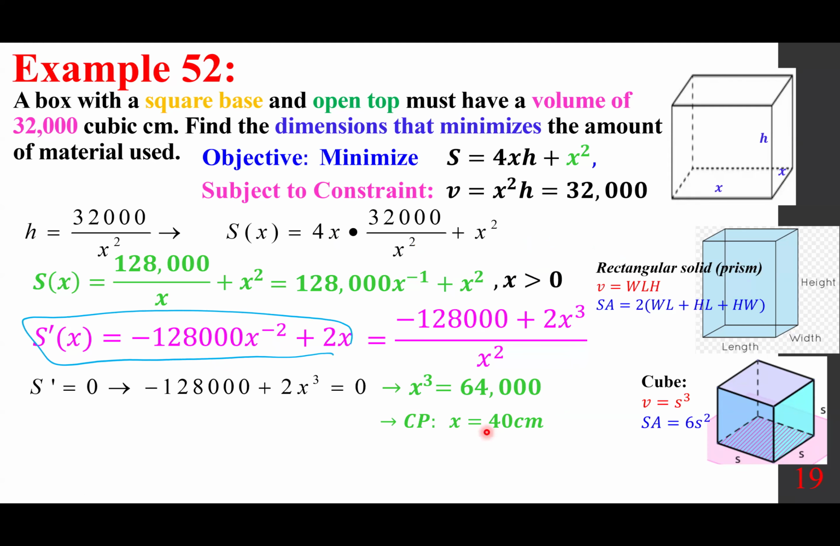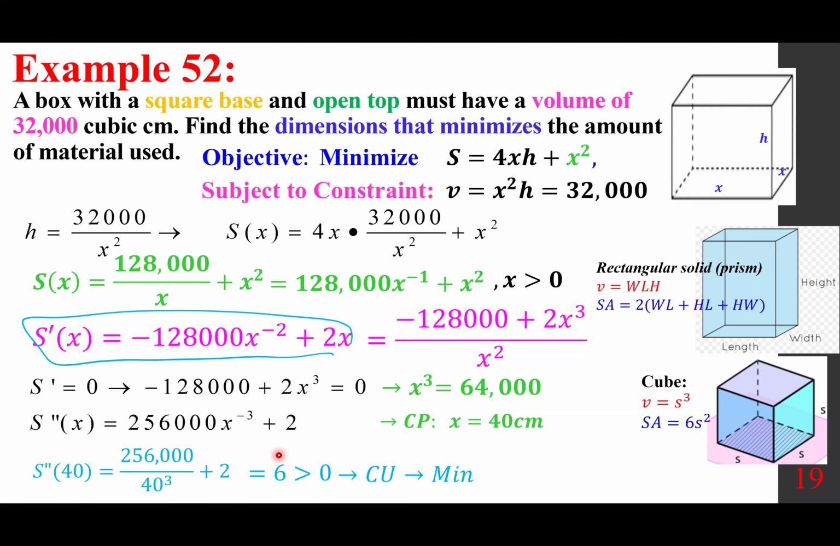So having said that, s double prime, negative times negative is positive, 256,000 x to the power of -3 plus 2. And so that means 256,000 divided by x cubed, plus 2. Remember, you have to evaluate this at the critical point. So s double prime of 40 is 256,000 over 40 cubed, plus 2. You don't even have to evaluate this to know this is positive, and positive means concave up, means minimum because it looks like that. So minimum occurs when x is 40.